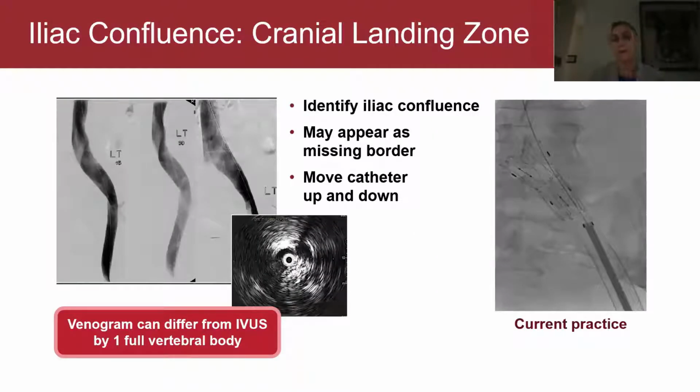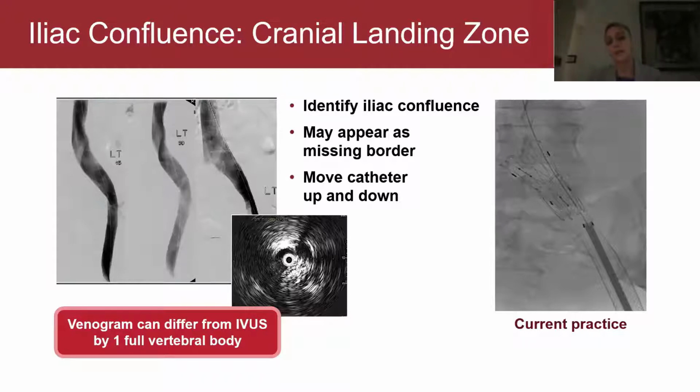The iliac confluence is often your cranial landing zone. You can move your IVUS up and down and easily identify exactly where the other iliac joins and then leaves as you're going up and down from the IVC into the iliac that you're treating and evaluating.